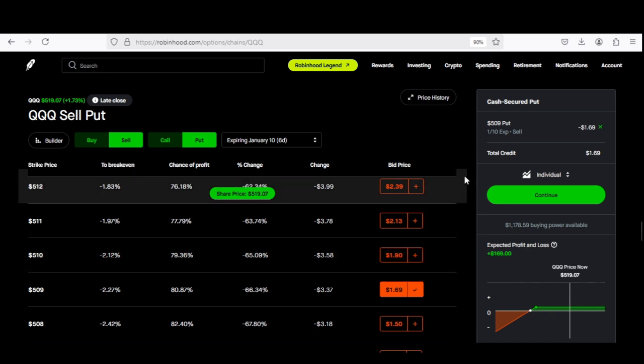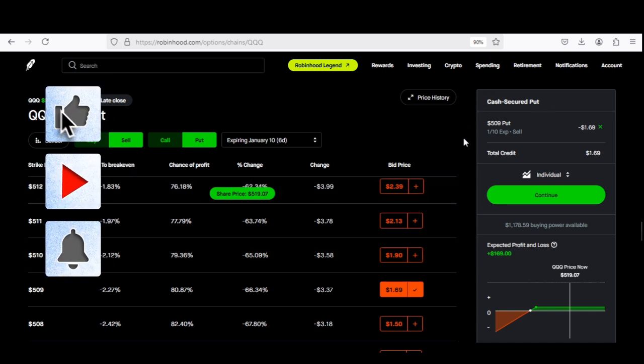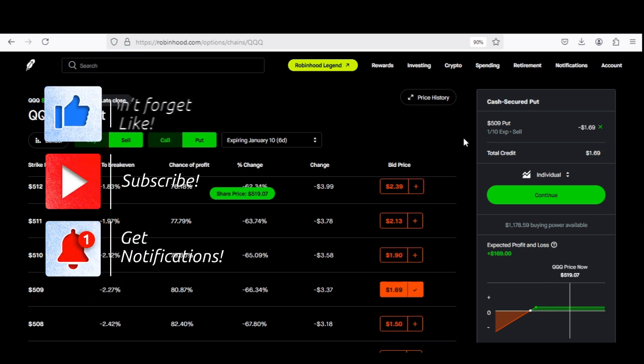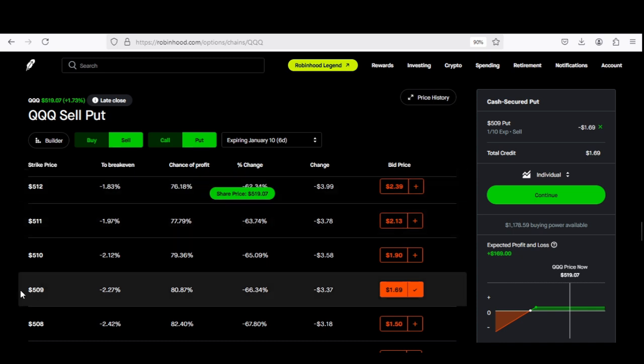And as you guys can see here, this is a cash secured put strategy. Now, I did say this video is going to cater to small account options, so bear with me. So this cash secured put, if you were to do it right now, you would be trying to pick up 100 shares of QQQ at $509. So in order for you to do this option strategy, you're going to need $50,900 in your portfolio.